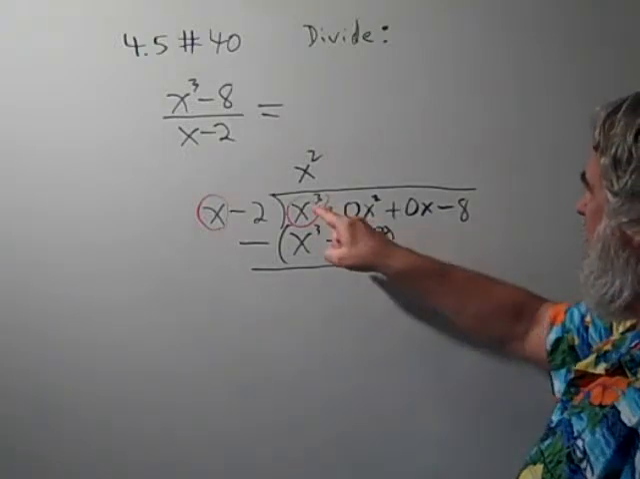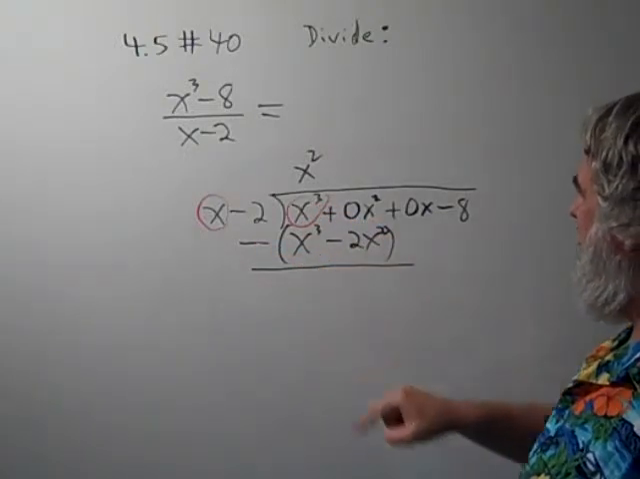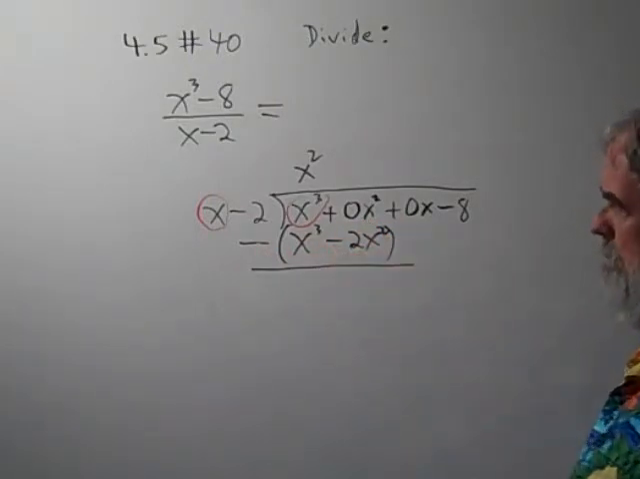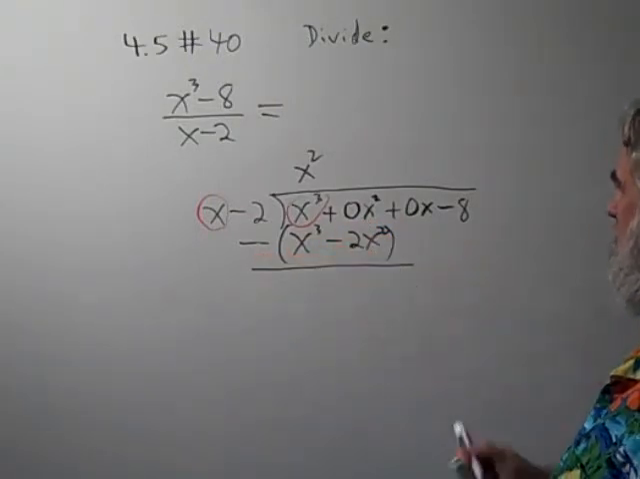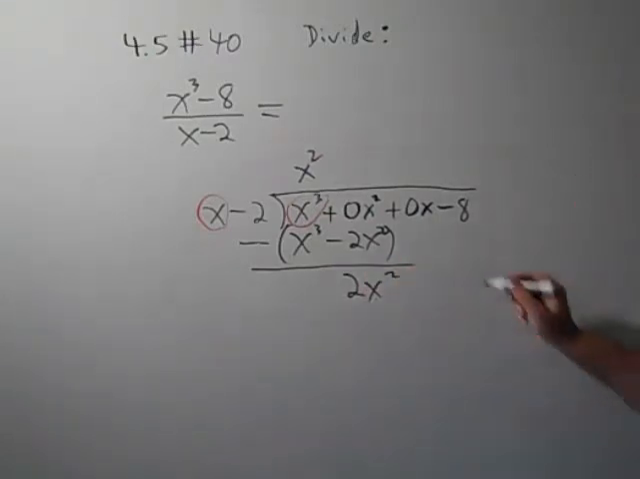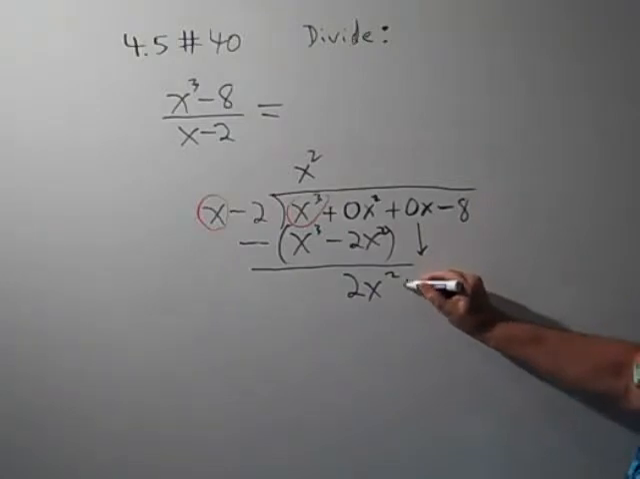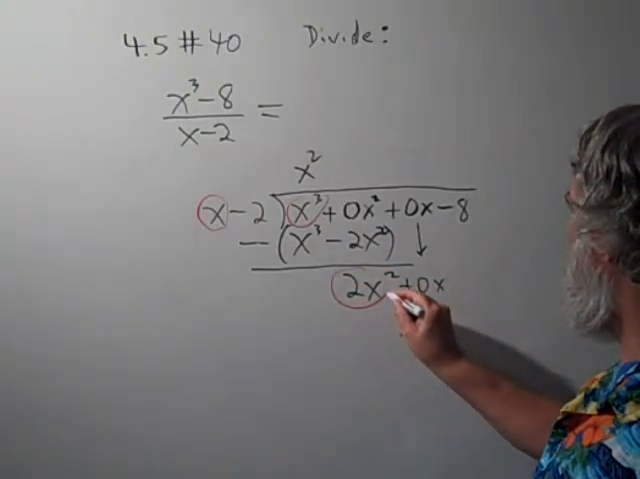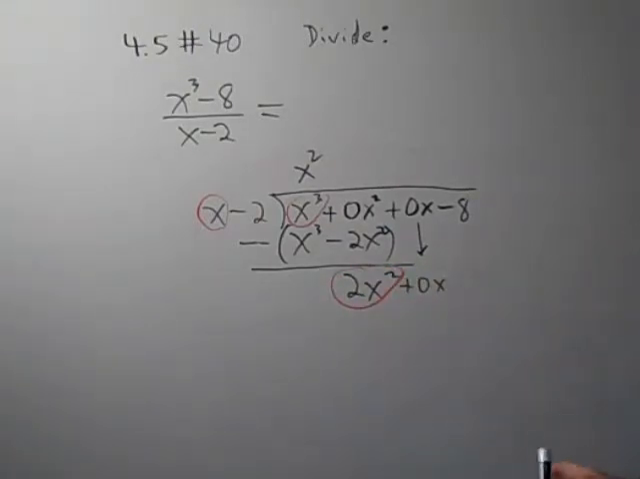Okay, now we subtract. X cubed minus x cubed leaves nothing. And 0x squared minus a minus 2x squared is 0 plus 2x squared. That adds up to 2x squared. We bring down the next term, even though it's just a 0 term. And we start this process again, asking how many times does the x divide into 2x squared?